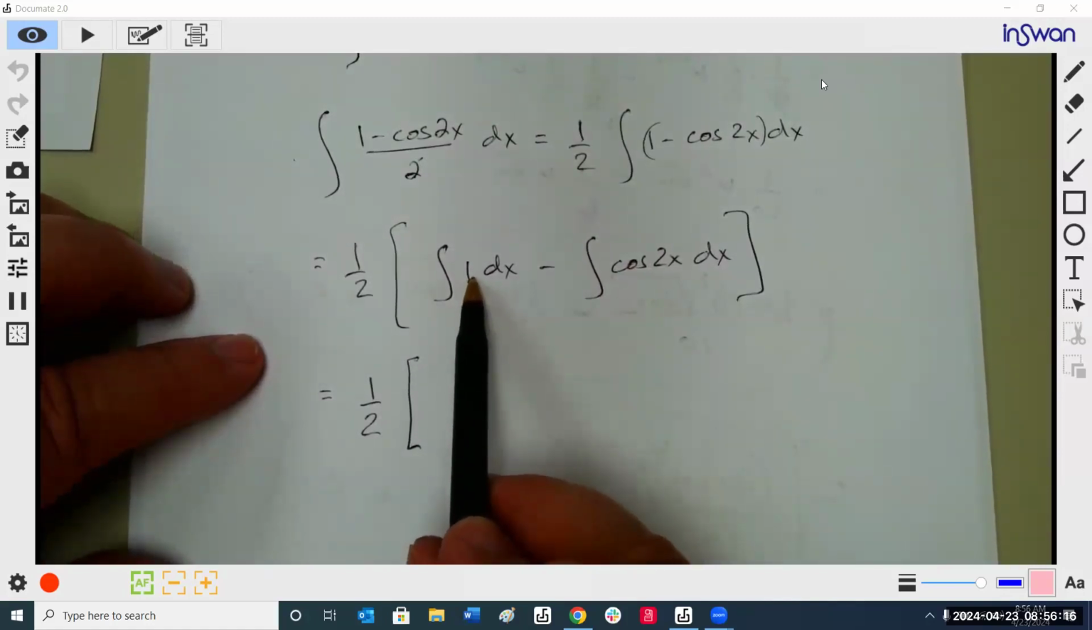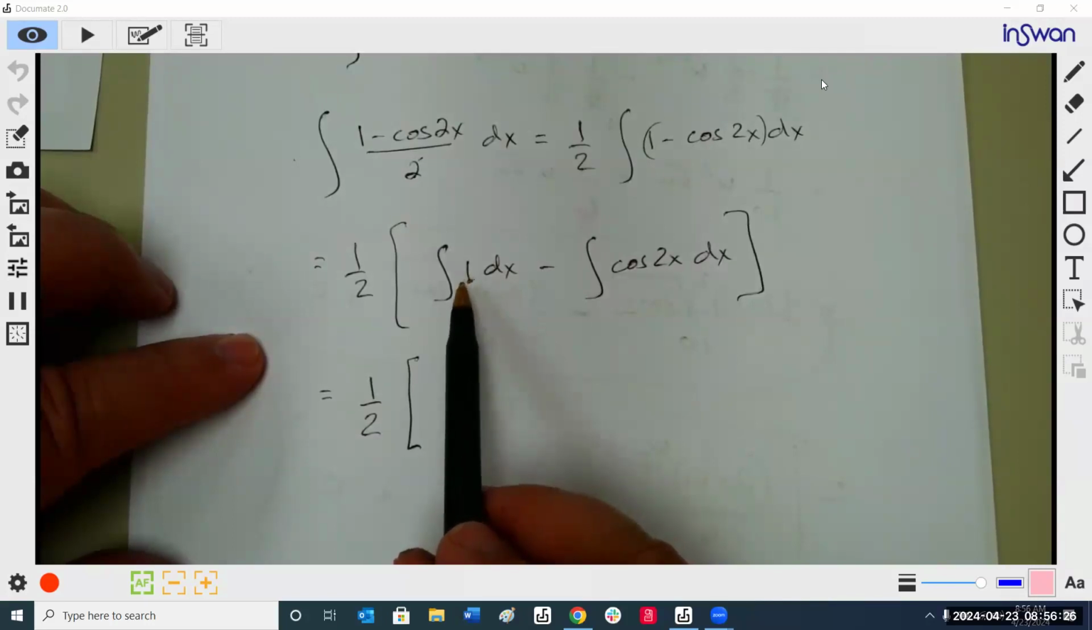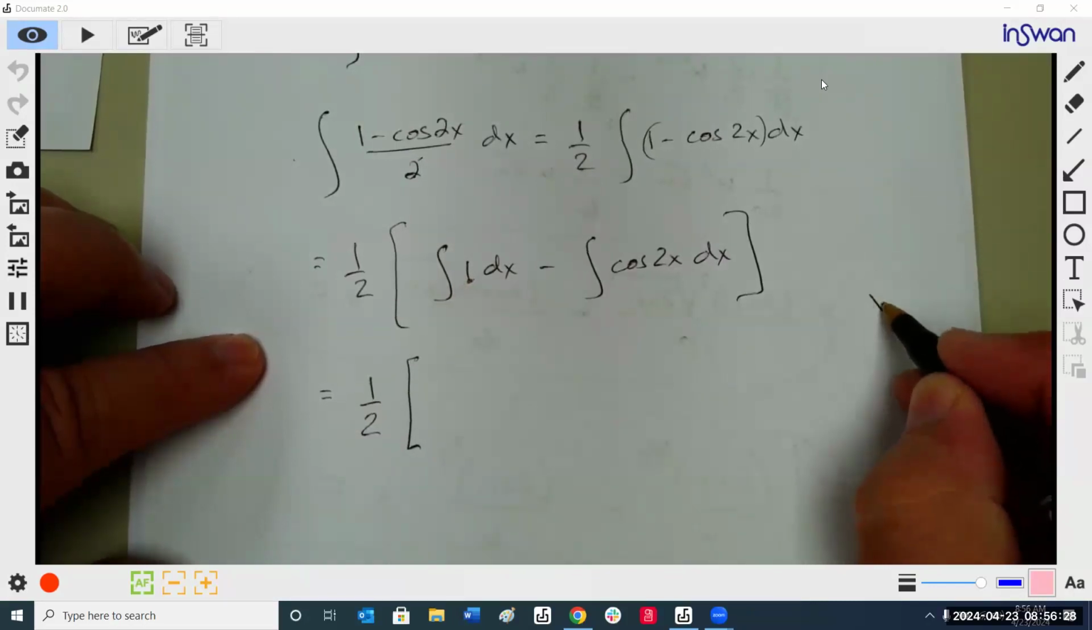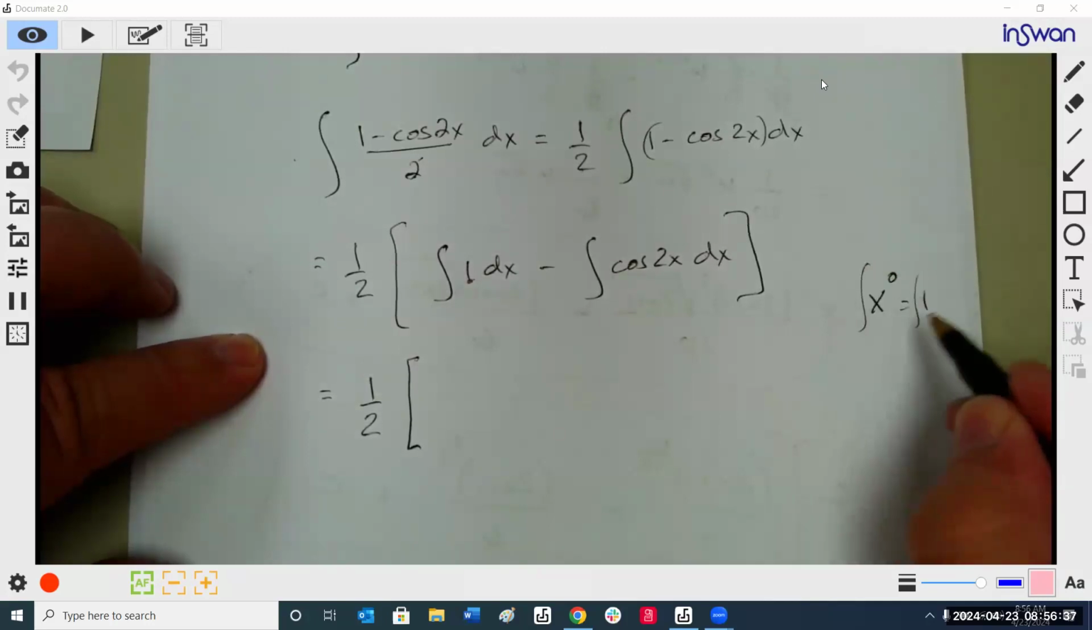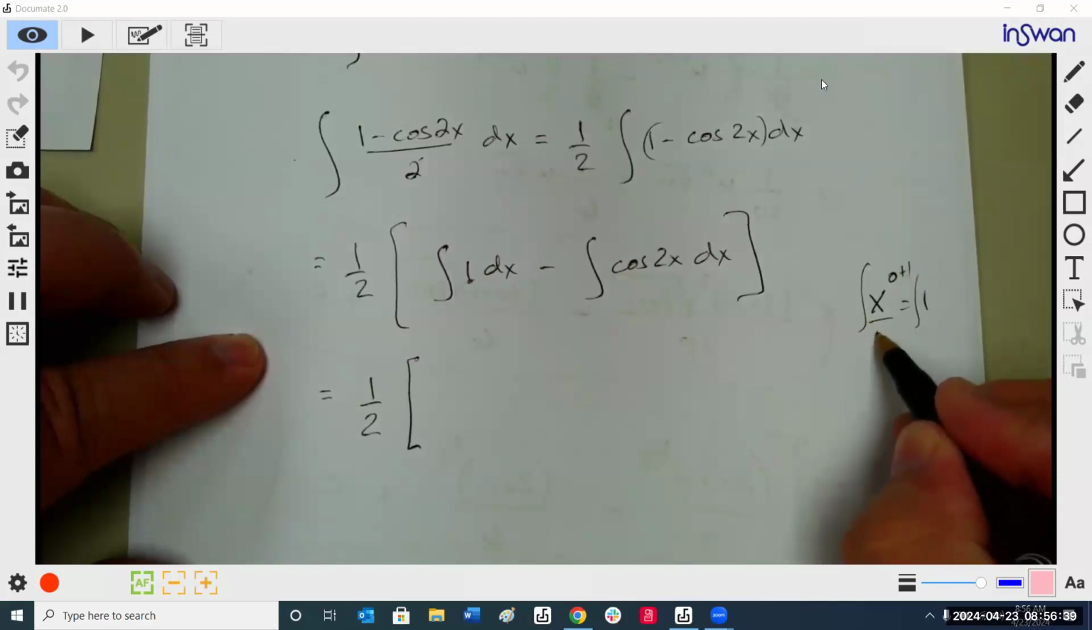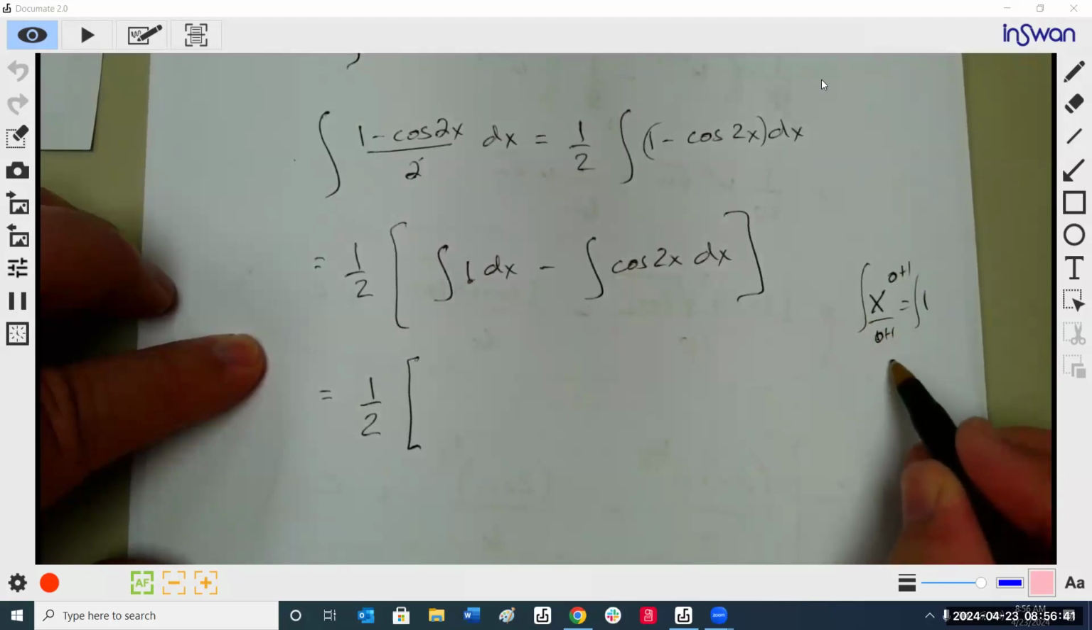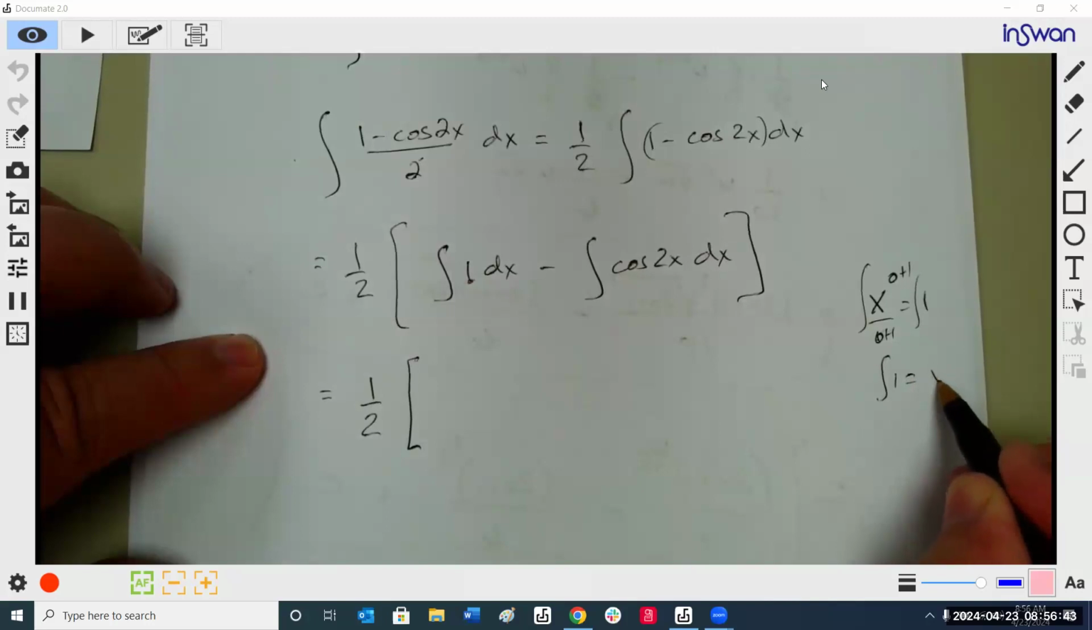What's the integral of one? Okay, yeah, because one is x to the 0 power. And if we integrate that, then we add one. So the integral of one is x to the first over one, which is just x.